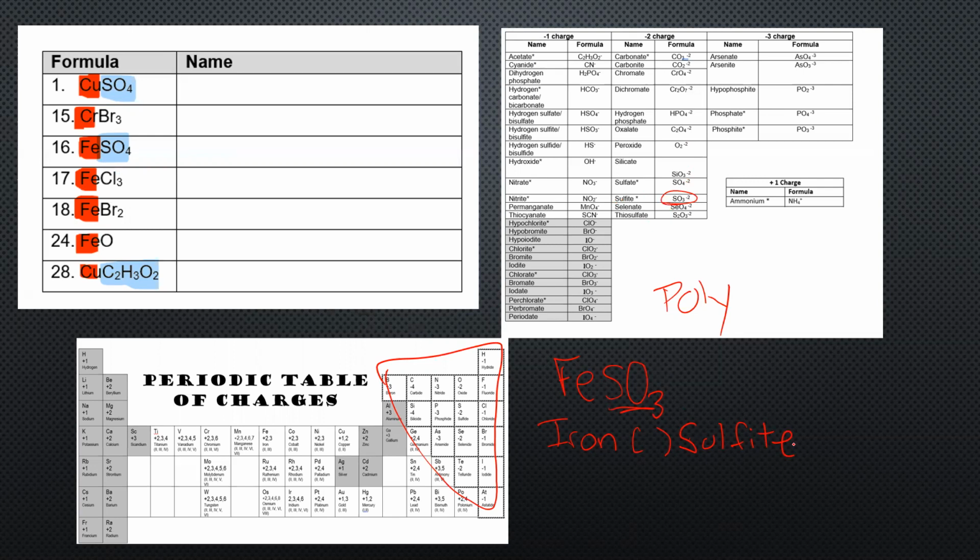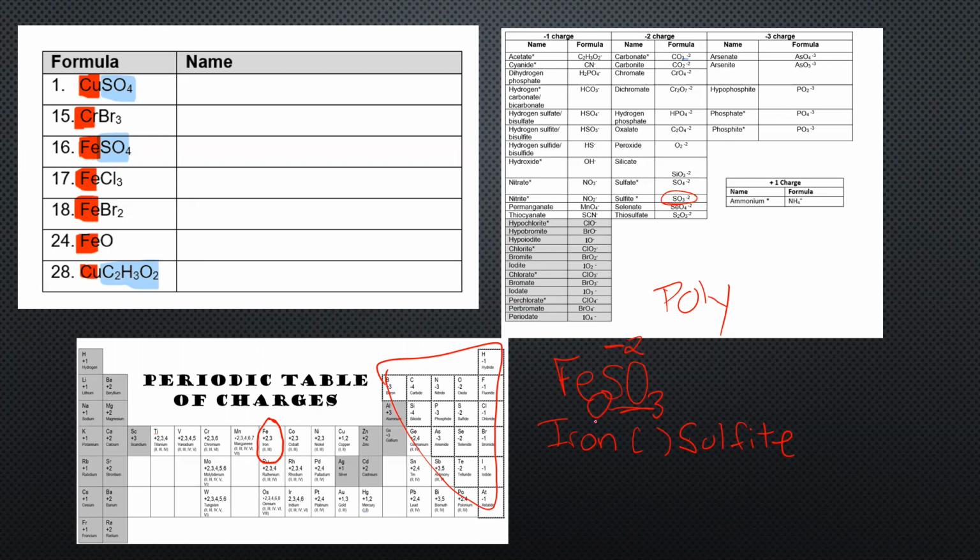Now, in determining the charge of iron, a little detective work needs to come into play here. We see that iron can be either a 2 or a 3 charge, and we need to figure out which it is. The thing that'll help us the most is thinking about the charge of the anion, the polyatomic ion. We know that the charge of the polyatomic ion is 2, and we don't see a 2 here.